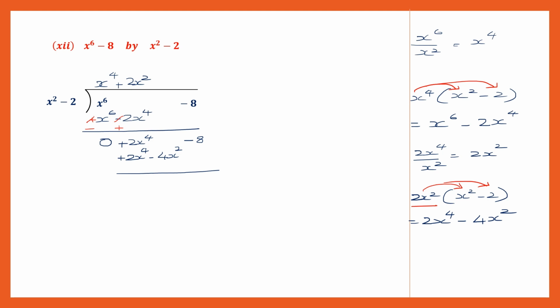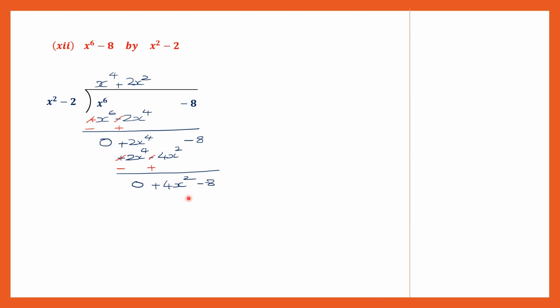Now that is going to become minus. So that is minus and this becomes plus. So here we don't have anything above this. So this becomes plus 4x square. Let's write it down. Plus 4x square. And here plus 2x to the power of 4 minus 2x to the power of 4 will become 0. And then we bring down minus 8. So this is our new dividend.